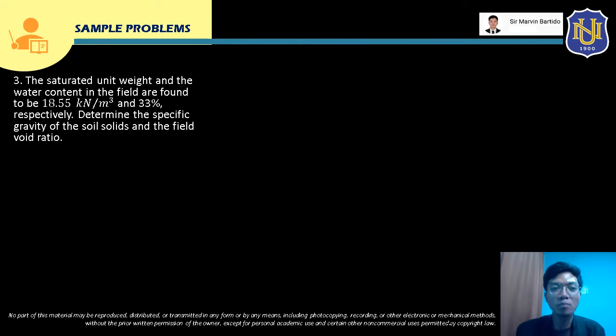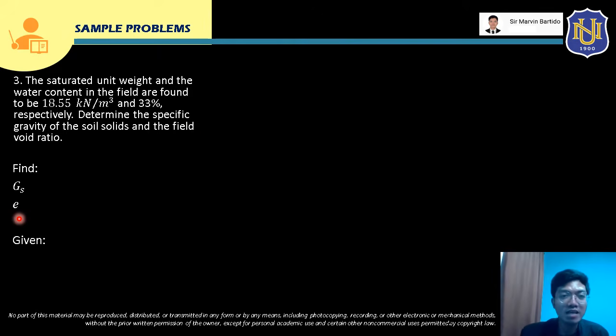Okay, let's solve sample problem number 3. The unit weight and the water content in the field are found to be 18.55 kilonewton per meter cube and 33% respectively. Determine the specific gravity of the soil solids and the field void ratio. Okay, so in this case, class, i-breakdown natin kung ano yung hinahanap at saka kung ano yung mga given na pwede nating magamit. So yung hinahanap dito, class, ay specific gravity ng soil solid, so that is G sub S, and then yung field void ratio or yung e.